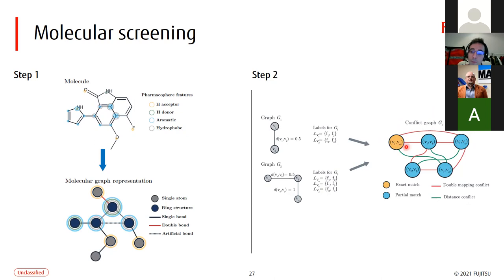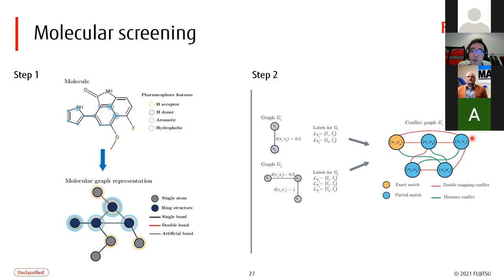Because in this case and in this case, we have exactly the same node in the information of the original molecules, or the original graphs. So here we are saying that V1 is similar enough to VA, and at the same time, V1 is similar to VB. So this is not possible. V1 is similar to VA or V1 is similar to VB, but they cannot be at the same time a solution for our problem, okay? The same goes for this node.